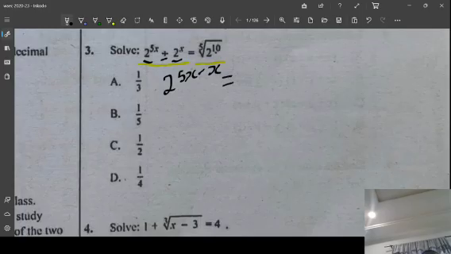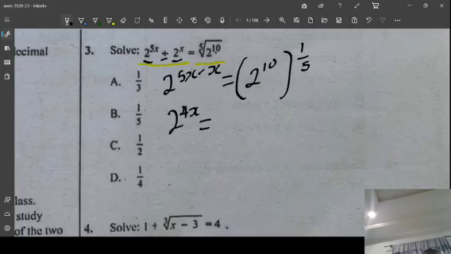Is equal to, now this fifth root, instead of writing fifth root, I can also write it as 2 raised to the power 10, all raised to the power 1 over 5. All right. It's the same thing. I'm expressing it in a different form. So let's go over here. 2 raised to the power 5x minus x. 5x minus x is the same thing as 4x. So I have 2 raised to the power 4x is equal to, now here I'm going to have 5 dividing 10 to give you 2. All right. So I'm having equal to 2 raised to the power 2.